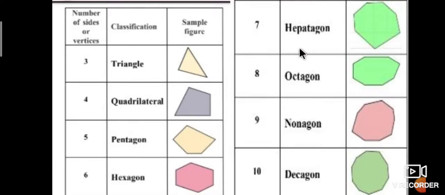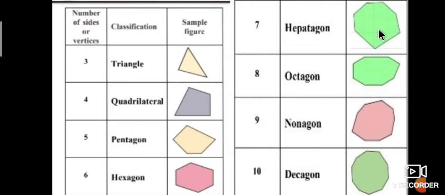Similarly, when the number of sides is 7, that is called a heptagon. It is also called a saptagon. Sapta means 7 in Hindi. A geometrical figure which has 7 sides is called a heptagon.